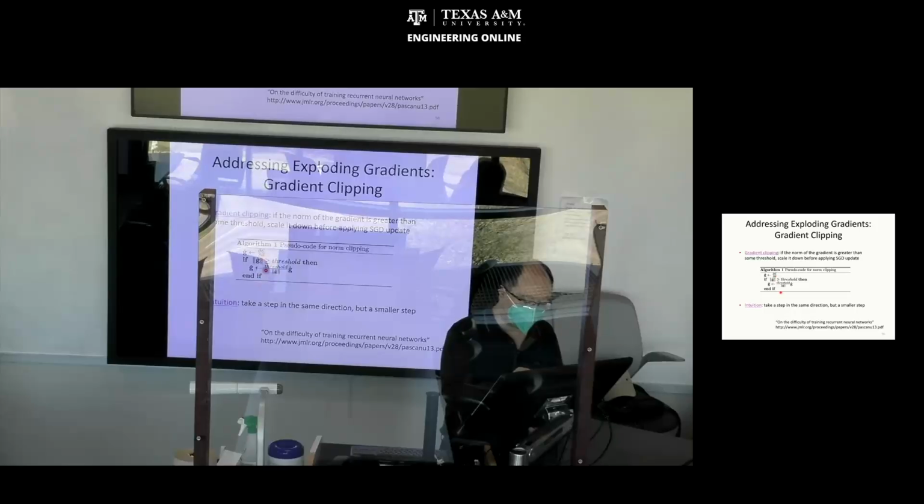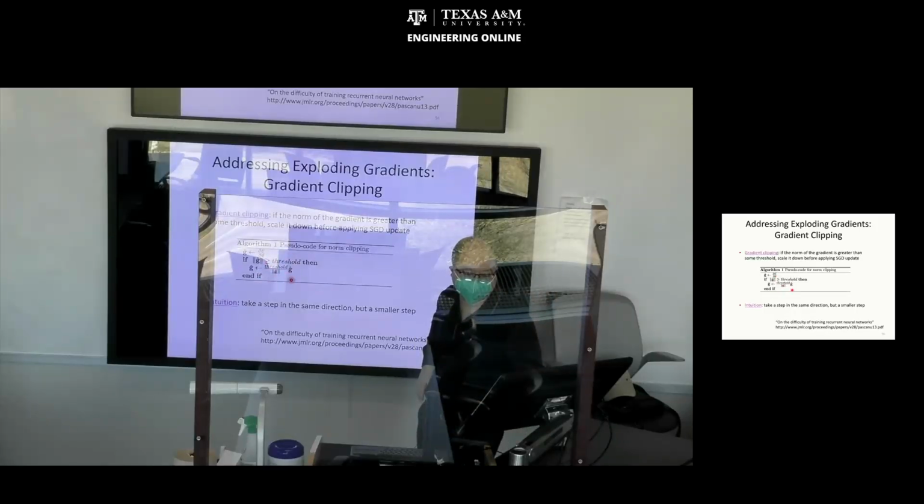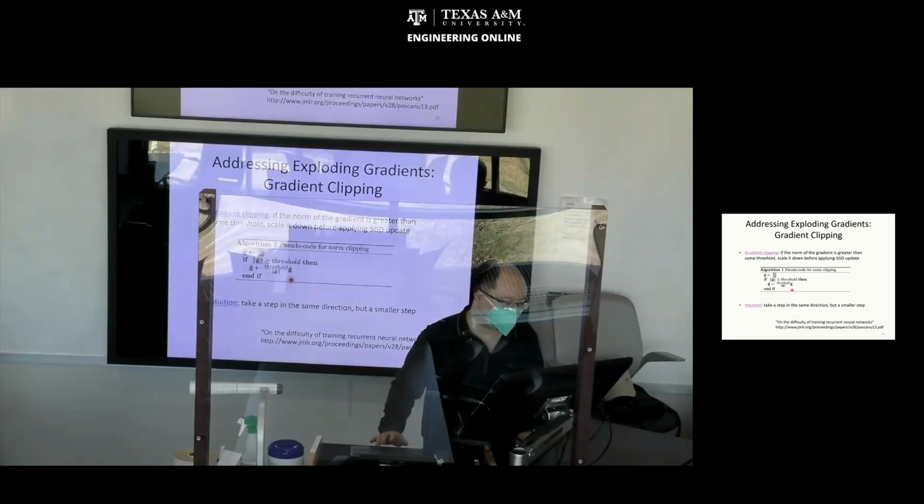If you take the norm of the whole thing, you get the threshold, right? So it's just like, I'm going in that direction, but I'm going to take a maximum step size like the threshold. That's what they're trying to do, okay? This is gradient clipping.